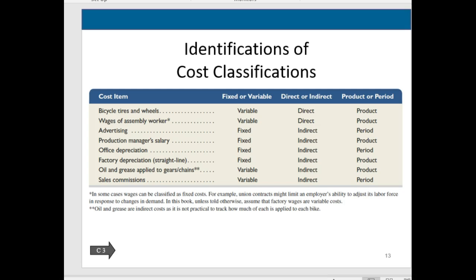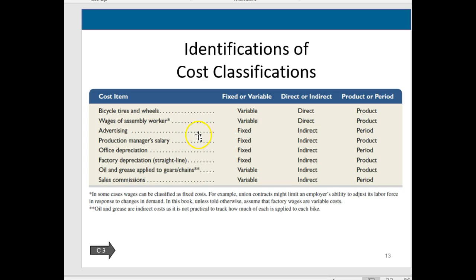So the next thing is we try to put this all together for you, because I've been talking about fixed and variable, direct and indirect, and product and period. As you look down through here, you can see bicycle tires and wheels. They're variable, right? The more I make, the more they cost. It is a direct material, right? And it's a product cost. So you can kind of see how these are defined across the line.